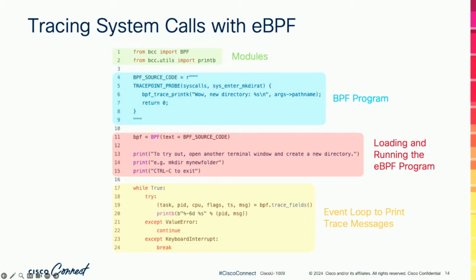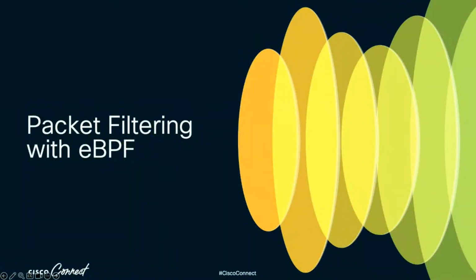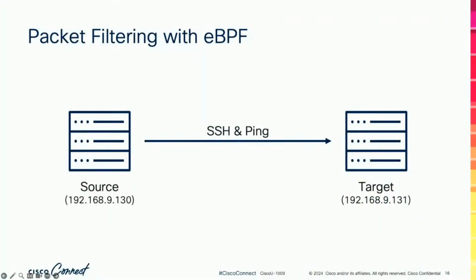Let me talk a little bit now about packet filtering with eBPF. So this is going to be another part of the demo as well. I have two Ubuntu servers. One is 192.168.9.130. That's going to be our source. And our target is going to be 192.168.9.131. We're going to try sending both pings and SSH connections from our source to our target.